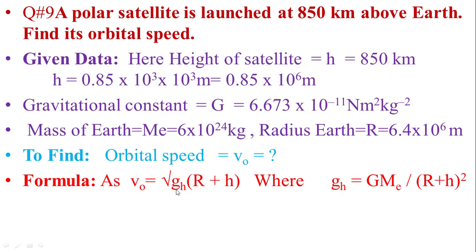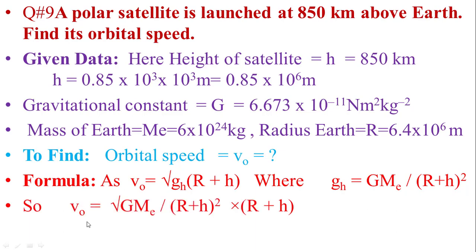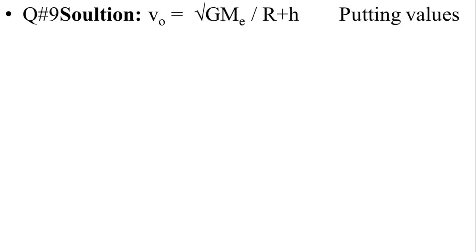Putting this value in the equation, V naught is equal to GME upon (R plus H) whole square, multiplied by (R plus H). One power cancels out by this power, so V naught becomes the square root of GME upon (R plus H). Now putting the values, we find the orbital speed with this formula.